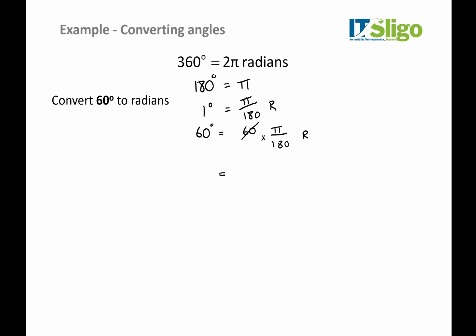And now we can cancel. 60 will go in there 3 times, 60 will go in there once. So now we've got pi over 3 radians. So 60 degrees is pi over 3.